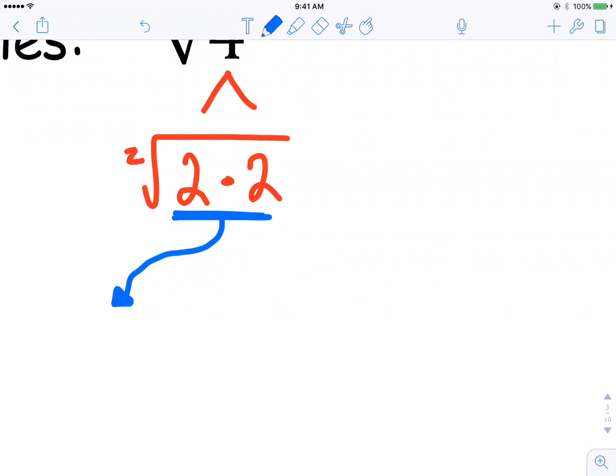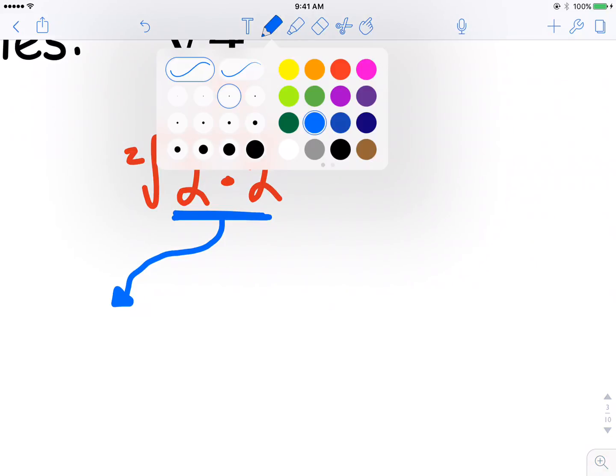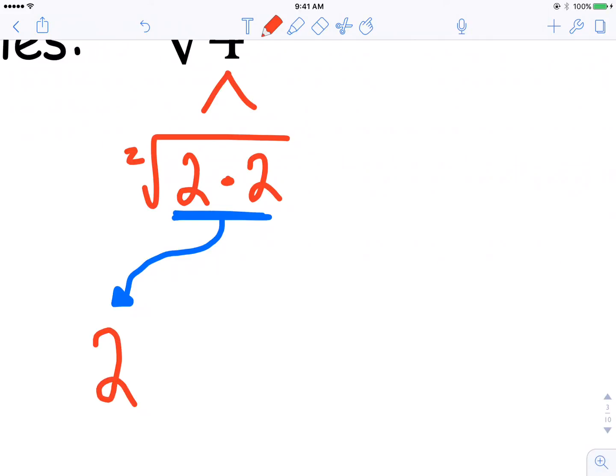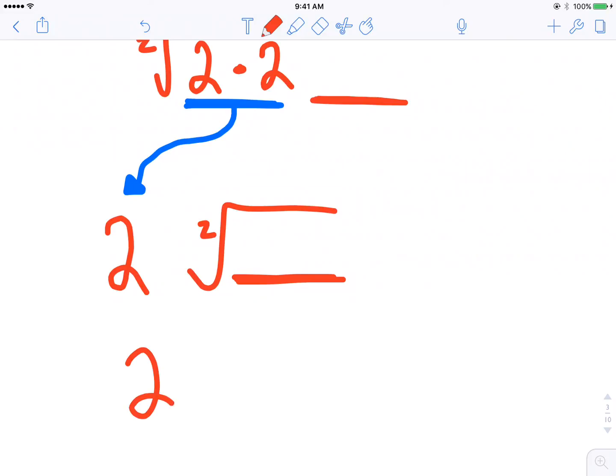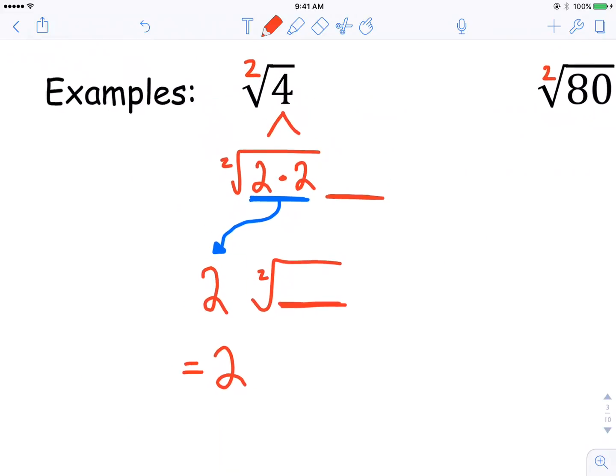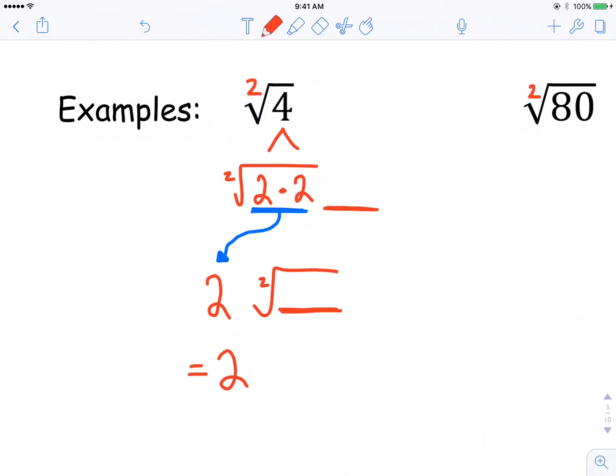Excuse me. Comes outside the radical sign, giving me 1, 2. It's a single group of 2. And if I had anything left over, I would then write my radical sign with whatever else is left over. Well, in this case, there's nothing there. So my answer is just 2, simplified. And of course, we know that the square root of 4 is 2.